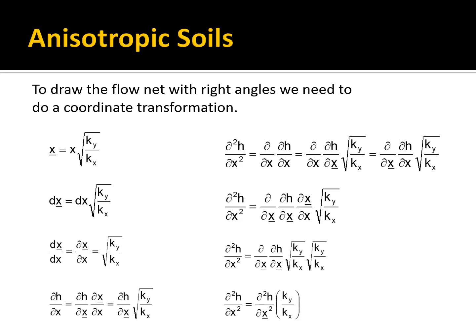So the way we deal with this, there's a little trick we do. We perform a coordinate transformation. And so we basically do a coordinate transformation for the x coordinate only. We leave y the same, but we're basically going to scale x as follows. So we're going to come up with this new x coordinate called x bar that's equal to x times the square root of ky over kx. Why the square root of ky over kx?